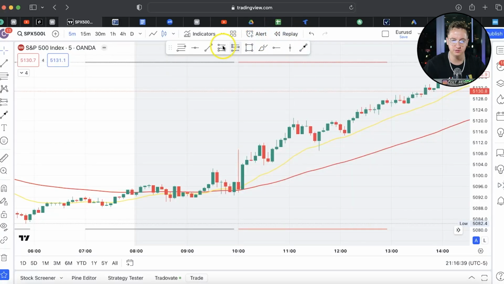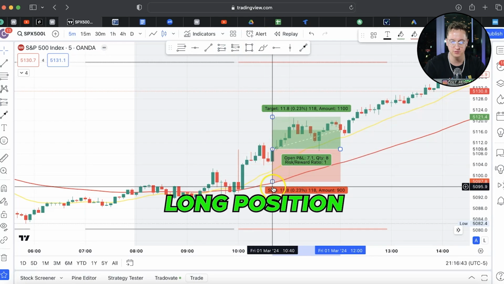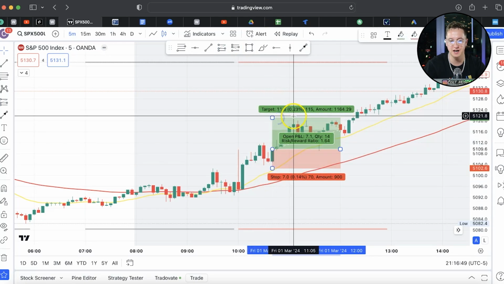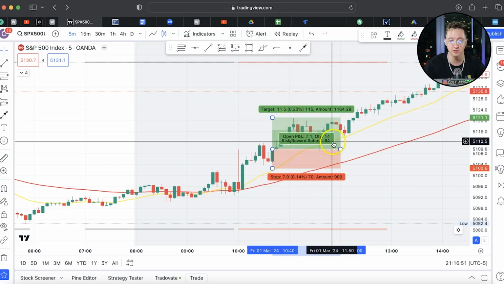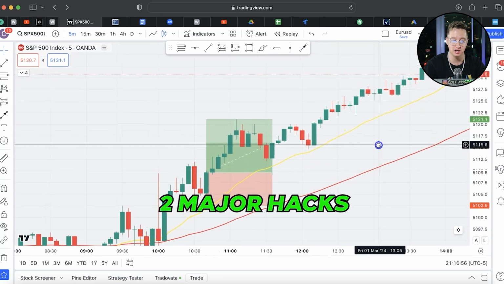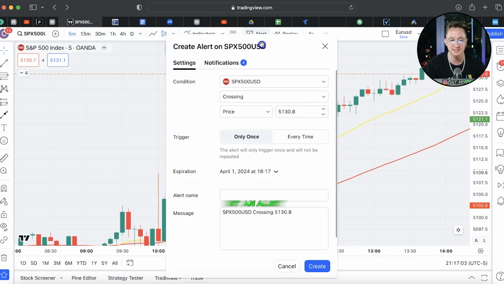Let's say that we are going to take a long position right here at this higher low. We have our stops right below here, and our take profit, we're just going for this high, pretending that we didn't see it, but we know it's there. One thing that I have been doing, I'm going to give you guys 2 major hacks. Instead of you sitting in front of the charts and driving yourself crazy, simply go to this alert tab and set an alert.